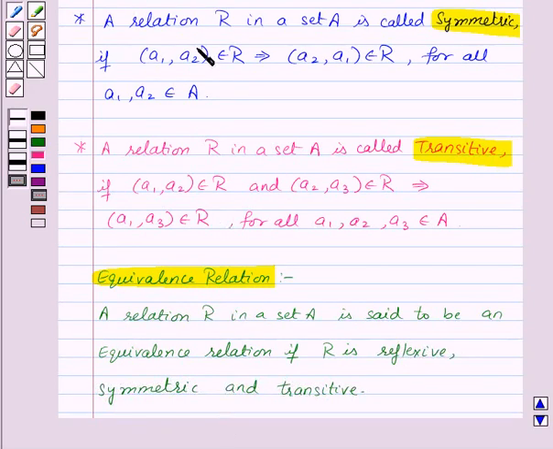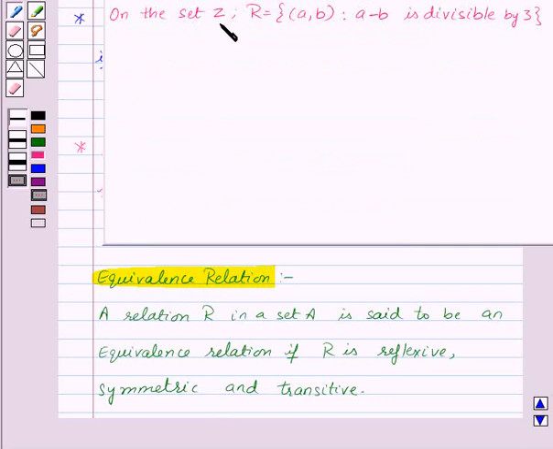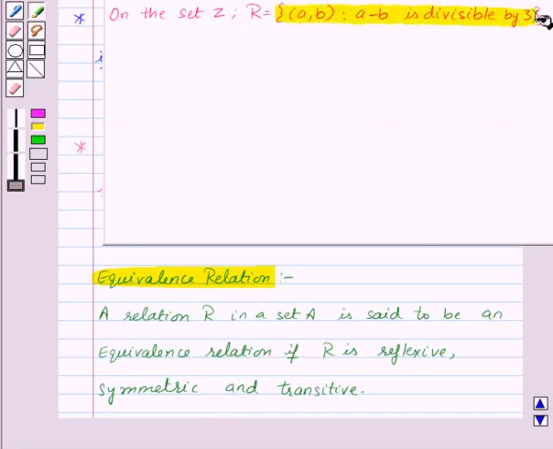Let's take one example. Here on the set Z of all integers, the relation R is defined as the set of ordered pairs (a, b) such that a minus b is divisible by 3. And in this we need to show that R is an equivalence relation. So for that we will show that the relation R is reflexive, symmetric and transitive. So first of all, let us show that relation R is reflexive.